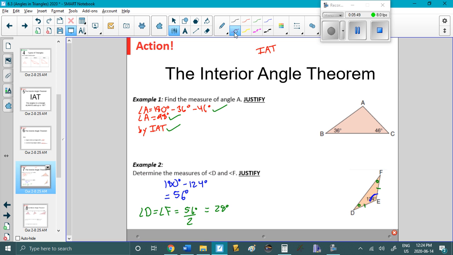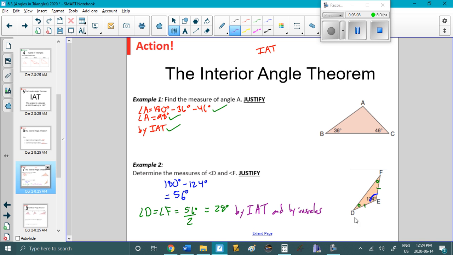And now for the justification. We're going to say here by IAT, and that's because we know that the angles add to 180, and we're going to say and by isosceles. And that's because when we divided by 2, that only worked because this is an isosceles triangle.